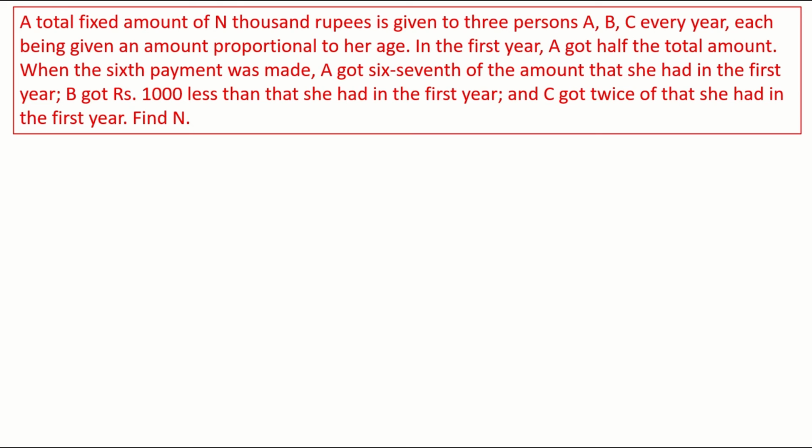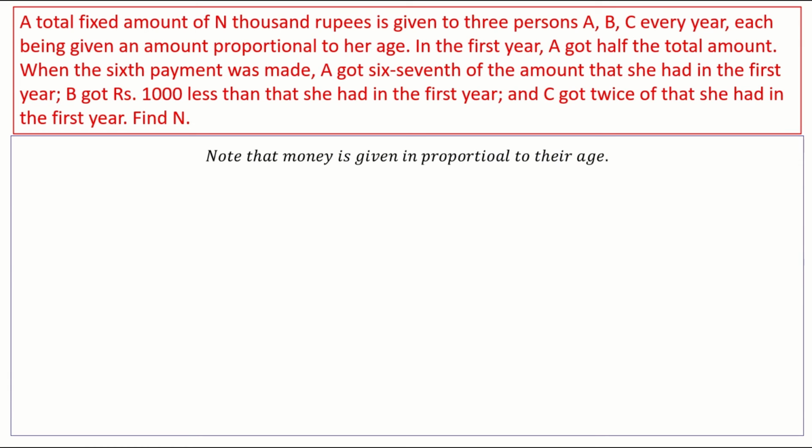A total fixed amount of n thousand rupees is given to three persons, A, B, C, every year, each being given an amount proportional to her age. In the first year, A got half of the total amount. When the sixth payment was made, A got 6/7 of the amount that she had in the first year. B got 1,000 less than that she had in the first year. C got twice that she had in the first year. Find N.